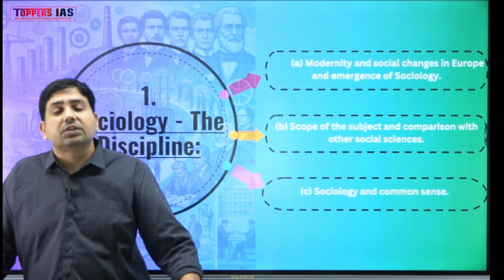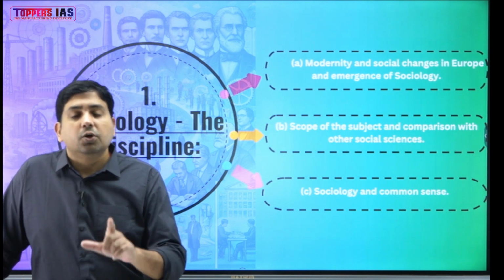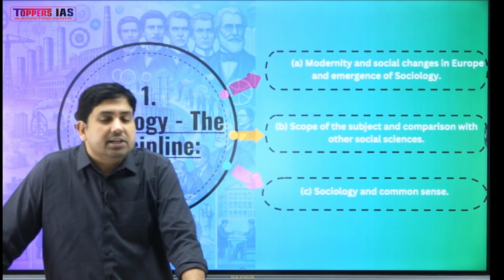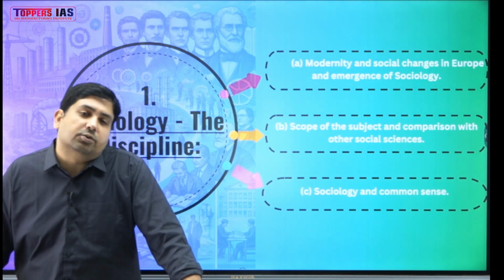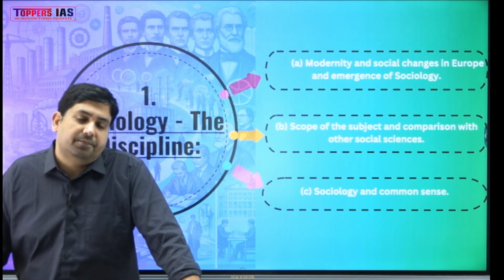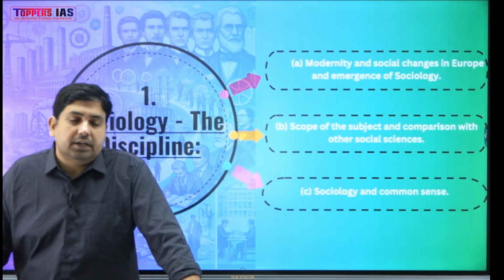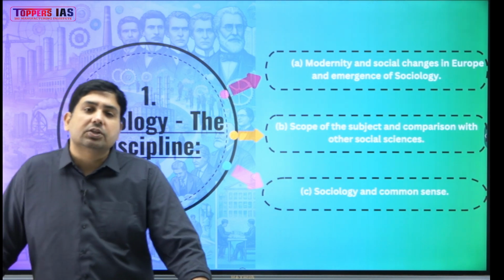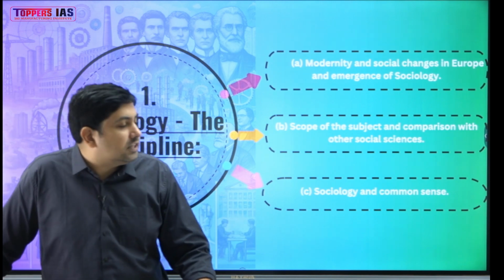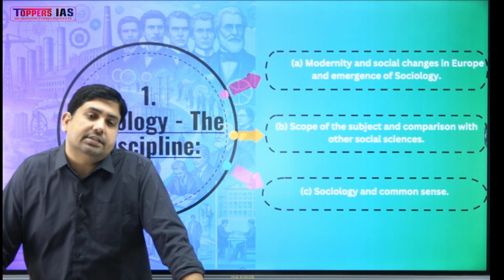So in this first topic, we study this change, so modernity and social change in Europe and the emergence of sociology. That is, why sociology emerged, where it emerged. Clear? The next subtopic is what? Scope of the subject and comparison with other social sciences.